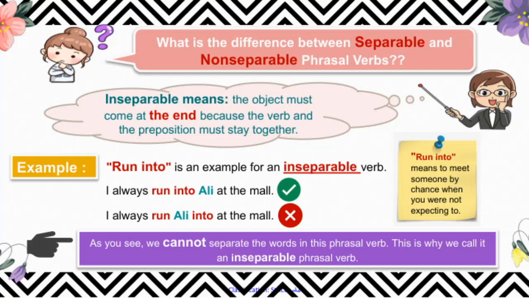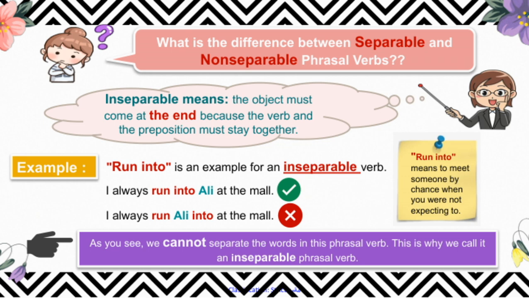Run into means to meet someone by chance when you were not expecting to. As you see, we cannot separate the words in this phrasal verb. This is why we call it an inseparable phrasal verb. I always run into Ali at the mall. Or you could say, I always run Ali into at the mall. Run into is a good example of an inseparable verb. Now, what does inseparable mean? It means the object must come at the end because the verb and the preposition have to stay together.